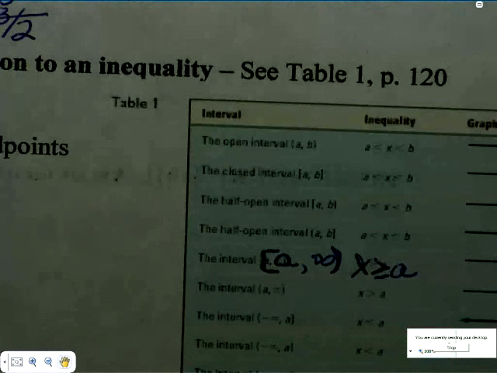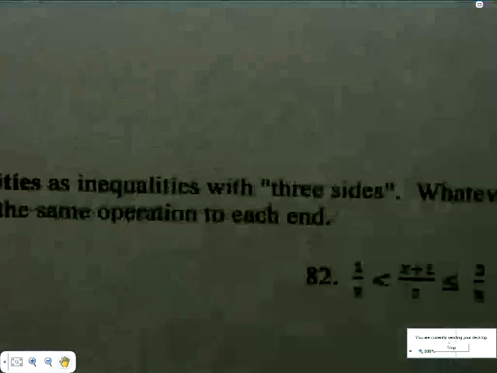All right, since that's so hard to read, I'm not going to read it to you. Let's just do a couple examples on the back and see if we can get the hang of this interval notation.